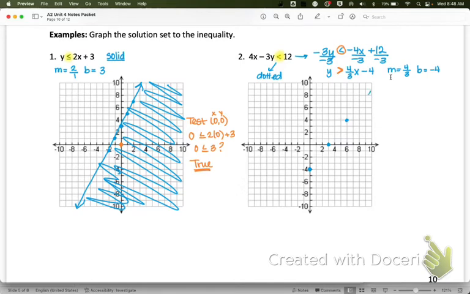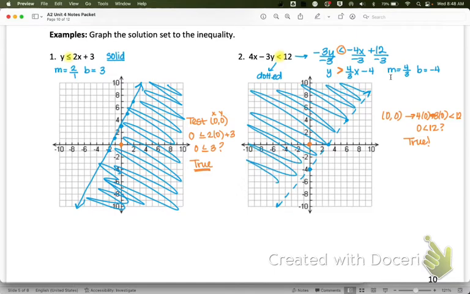And again, our line should be a dashed line instead of a solid line. I'm going to again choose to test 0, 0 because it's not on the line. So when I plug in 0, 0, I get 4 times 0 minus 3 times 0, but it doesn't really matter. It's going to be 0 no matter what. Is 0 less than 12? That is again true. So that means we want to shade the side that has 0, 0 in it, which would be this side.